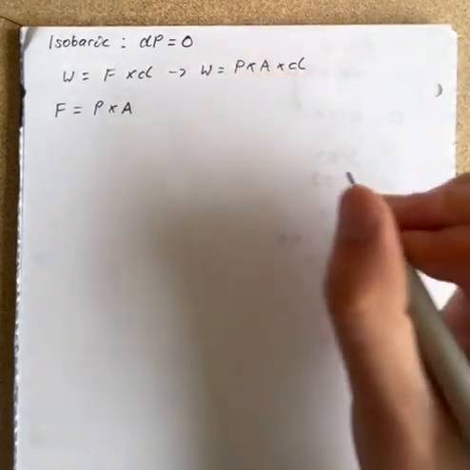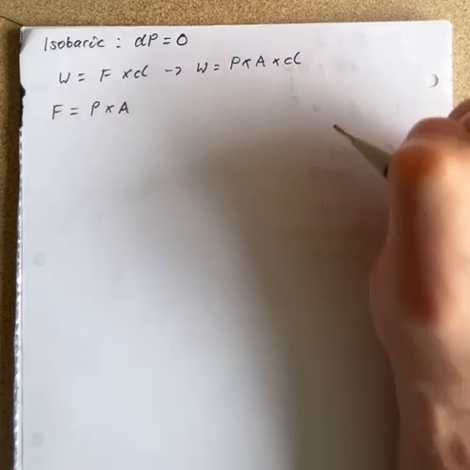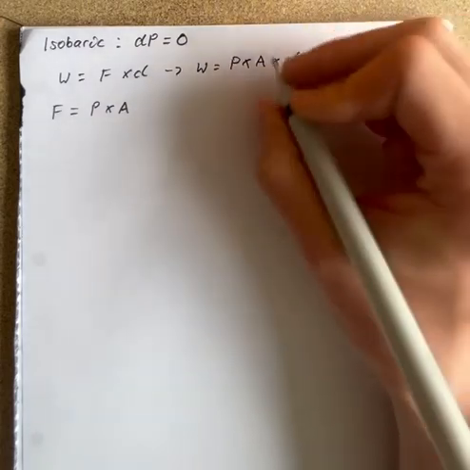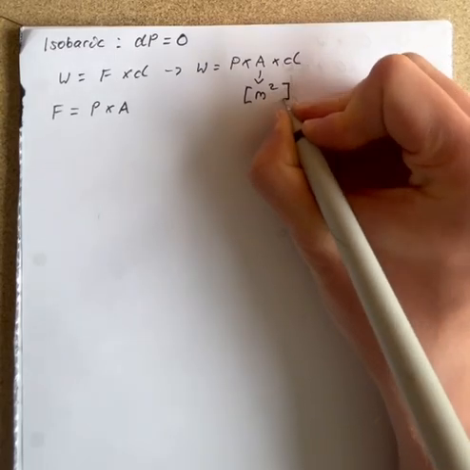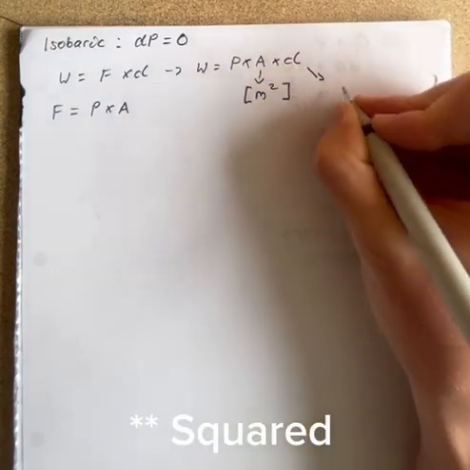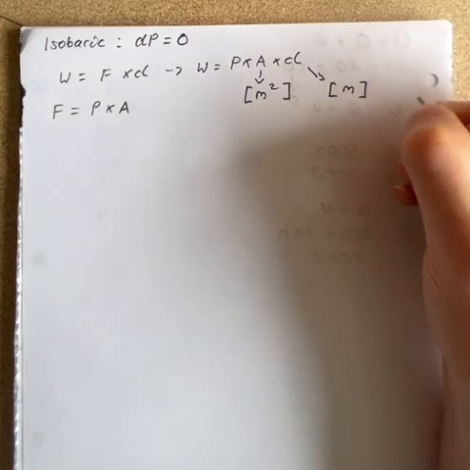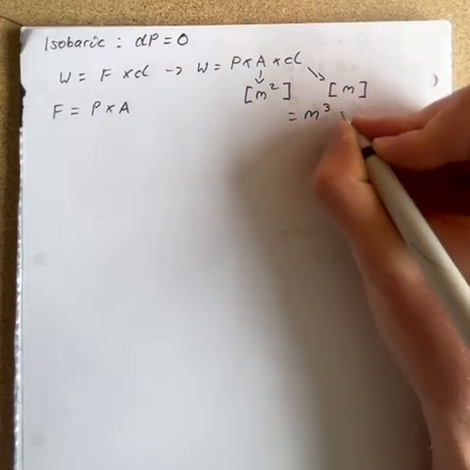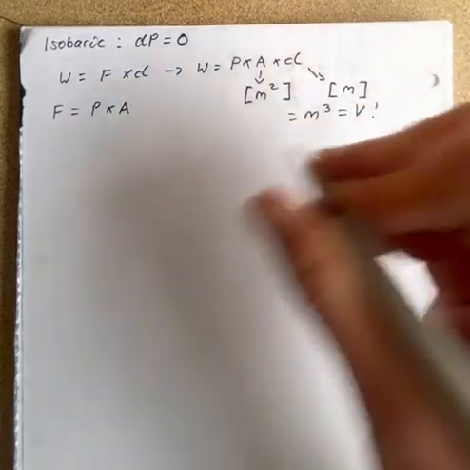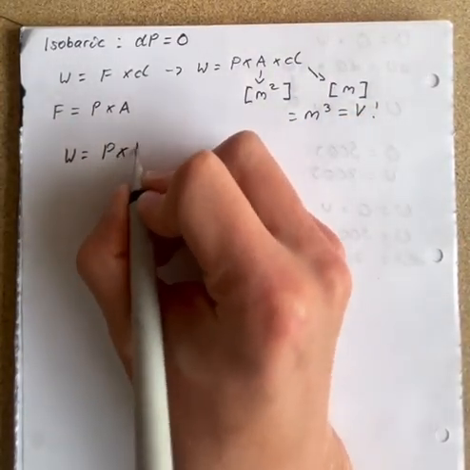Now we can use a tiny bit of dimensional analysis, which I've actually made a video on if you want to check that out. Area is meters squared, those are the units for area, and distance is meters. What is meters squared times meters? That equals meters cubed, which is a volume. So work done is pressure times volume.